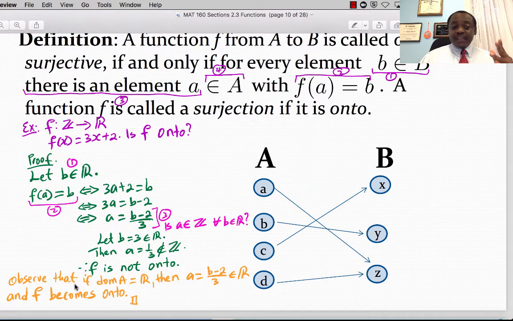But observe that if I change the domain and my domain becomes the set of real numbers, this should be dom f, not dom a. So if the domain of my function f is the set of real numbers, then my a equals (b minus 2) divided by 3 is going to be in R, in which case f becomes onto. So the domain matters a lot. It can determine whether a function is onto or not. Again, change that to dom f, not dom a.